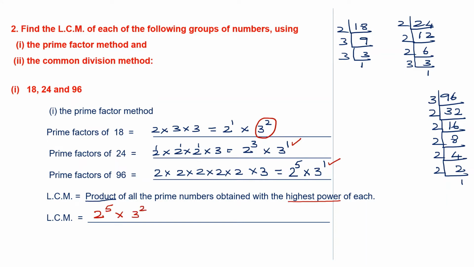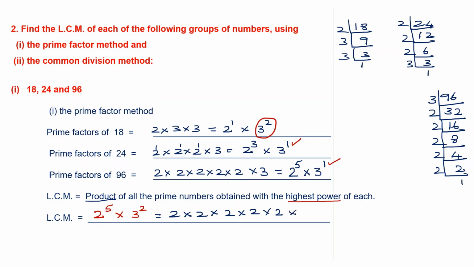So I have written both the numbers with the highest power of each. Now I have to find my LCM by multiplying these two numbers. So I have to expand 2 raised to the power of 5. That means I'm going to write it 5 times. 2 times 2 times 2 times 2 times 2. So I finished with 2.